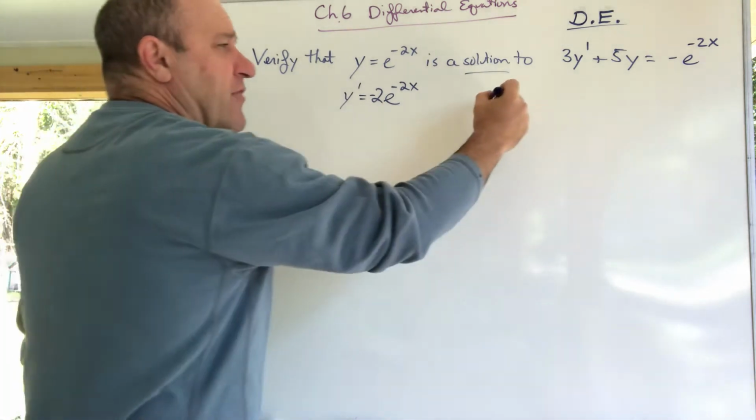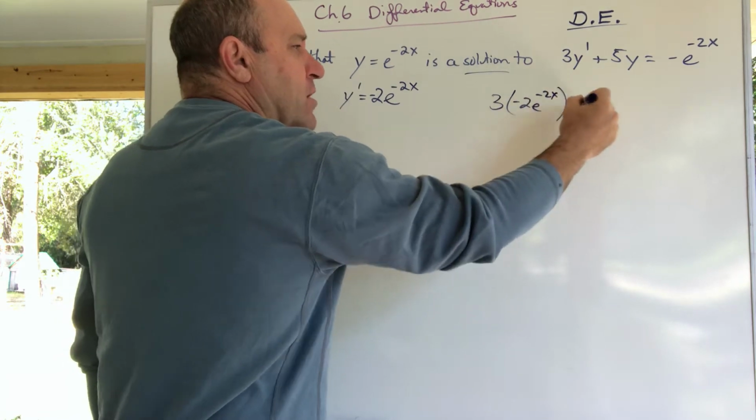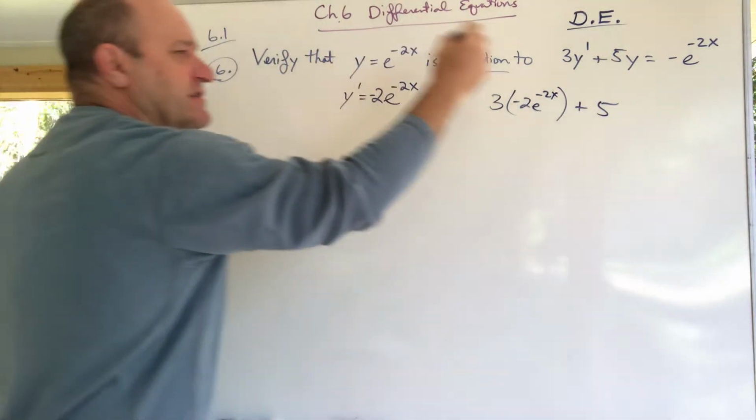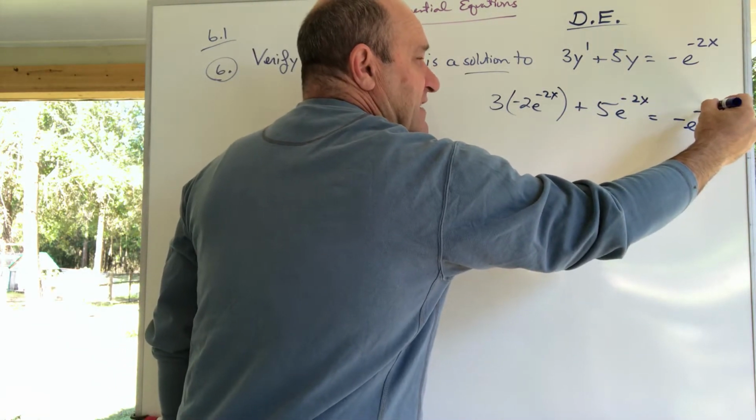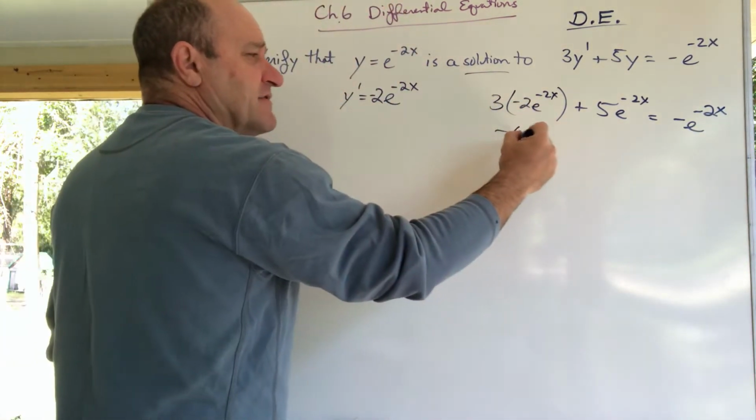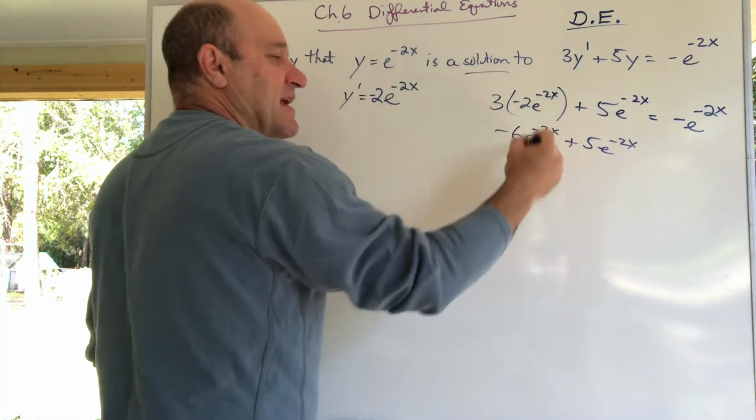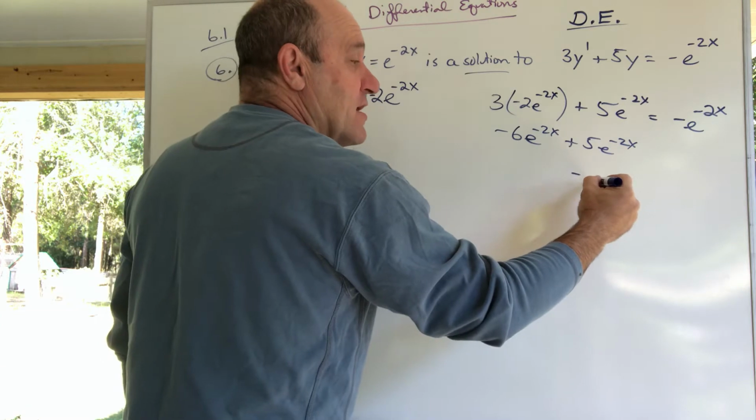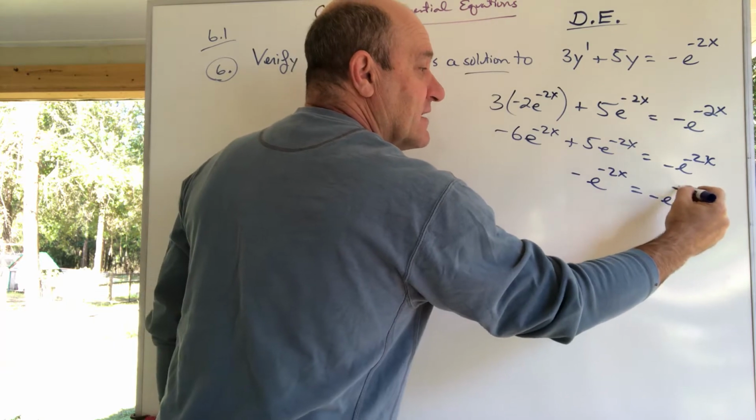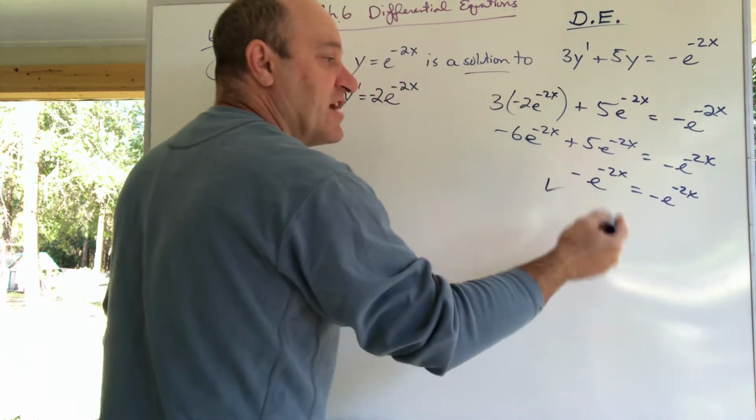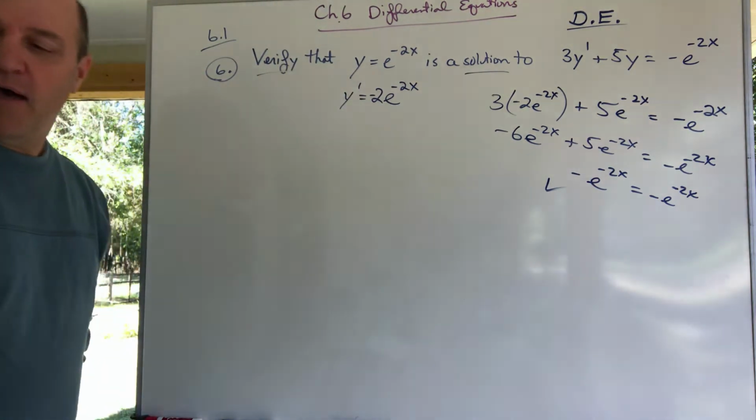Here we go. 3 times y prime. Okay, there's my y prime. Plus 5 times the function y, which is this. Does that equal this, negative e to the -2x? Well, that's -6 e to the -2x plus 5 e to the -2x. When I add a -6 and a 5, I get -1 e to the -2x. Does that equal this other side? And indeed it does. So it works. It checks. So a little check mark, and we've done what we wanted. We verified the solution.